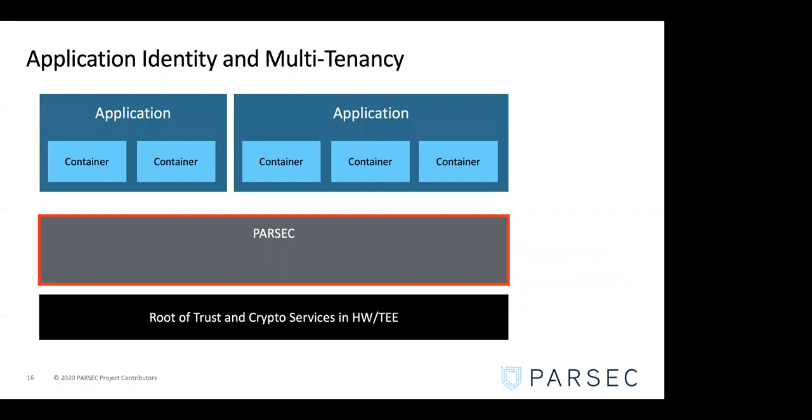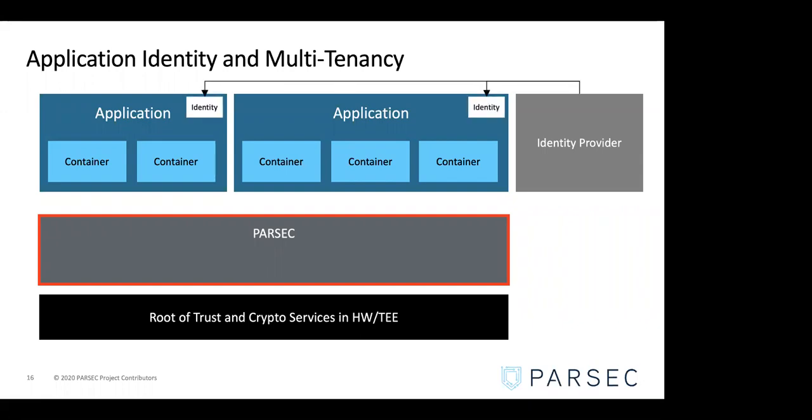To look at that whole concept a bit more visually, here we have the logical applications or workloads where each comprises, for instance, a number of containers. The Parsec service is then shared and provides the abstraction over the root of trust and crypto services of the platform. We add this identity provider in the gray box. Again, a separate component. This resides outside of the Parsec service. So it's either a separate service or it's functionality that is shared across the software stack that is supporting these applications. The identity provider assigns identities to the workloads. Note specifically, this is per logical workload, not necessarily per container. It is quite possible for a workload to be a composition of containers.